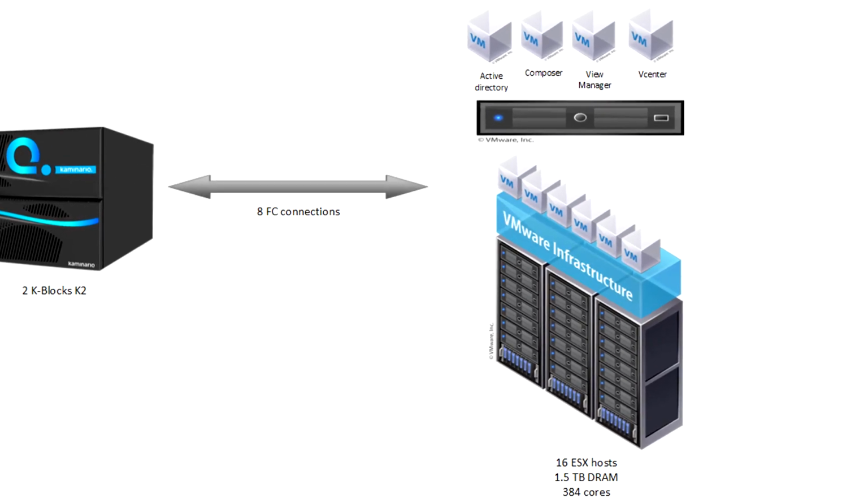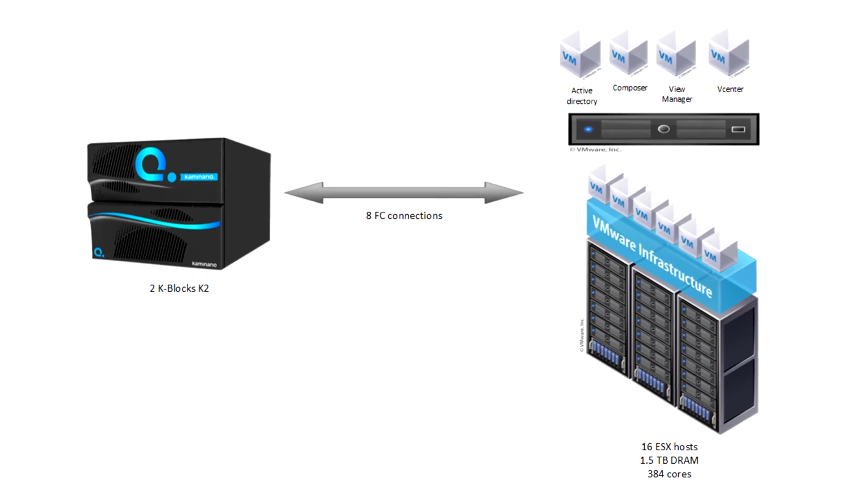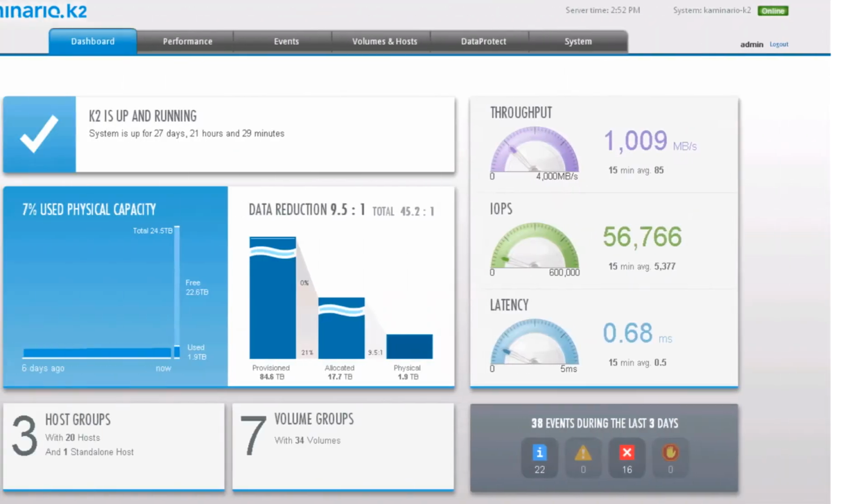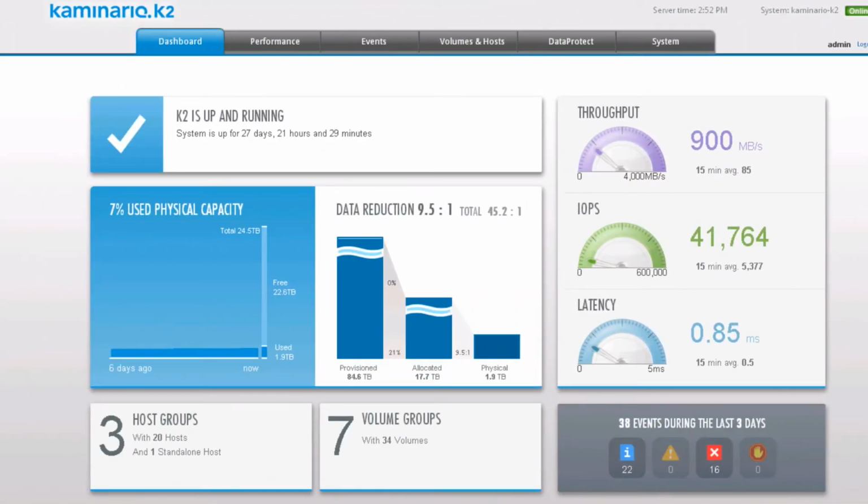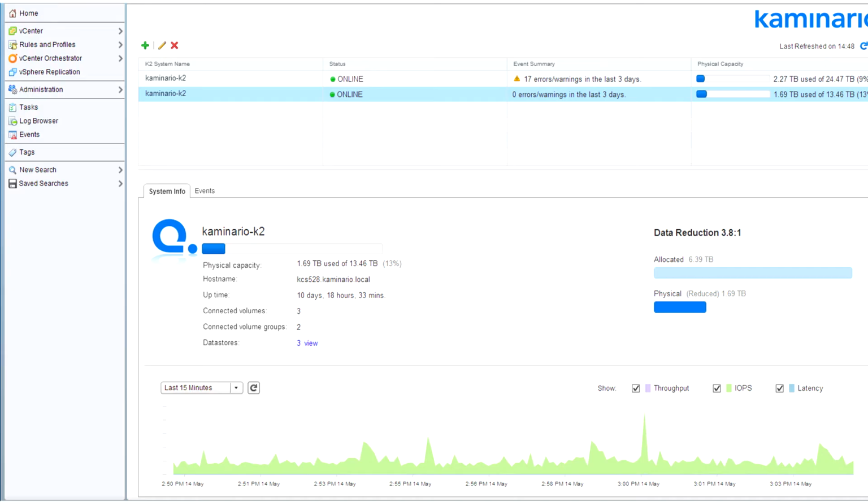We're using a 16-server ESX cluster running ESX and vCenter version 5.5 and VMware Horizon View version 5.3. The hosts are connected to the K2 via an 8 gigabit fiber channel SAN. The K2 can be easily managed using either the K2 GUI or the K2 vCenter plugin.